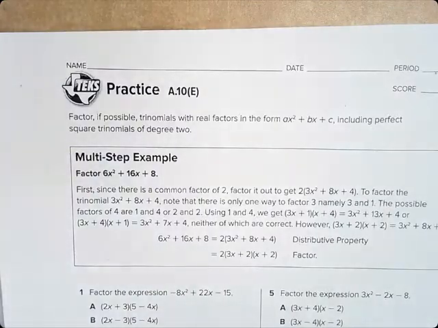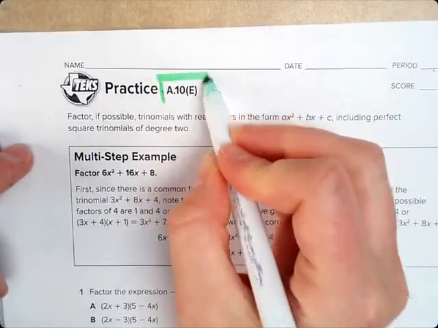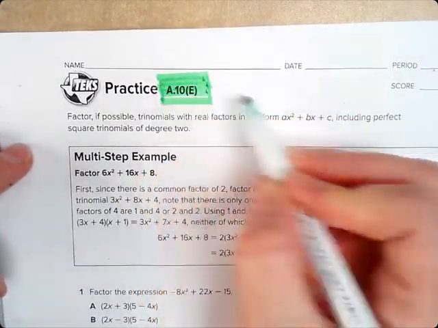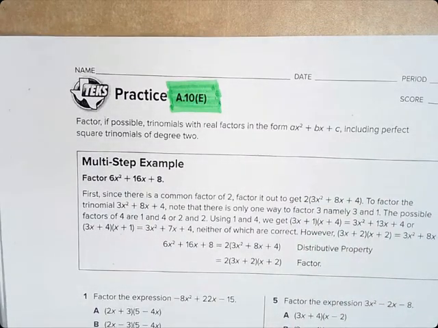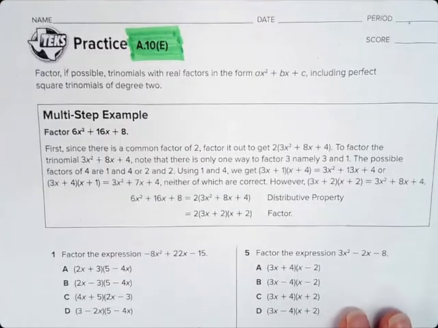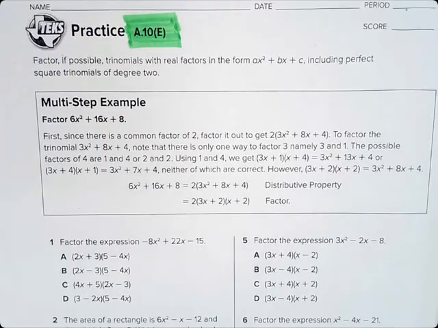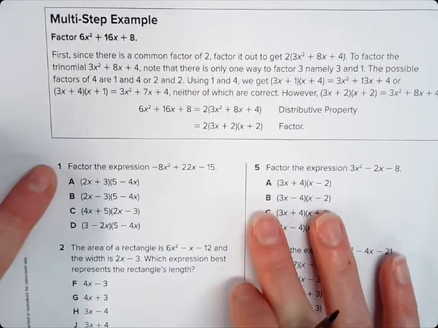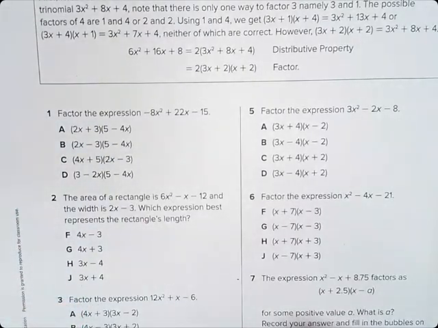So that is why I passed out this. This is A10E. This is a readiness skill. So there will be 2 to 3 questions on your EOC about it. Factor, if possible, trinomials with real factors in the form of ax squared plus bx plus c, including perfect square trinomials of degree 2. So number 1 says factor the expression.